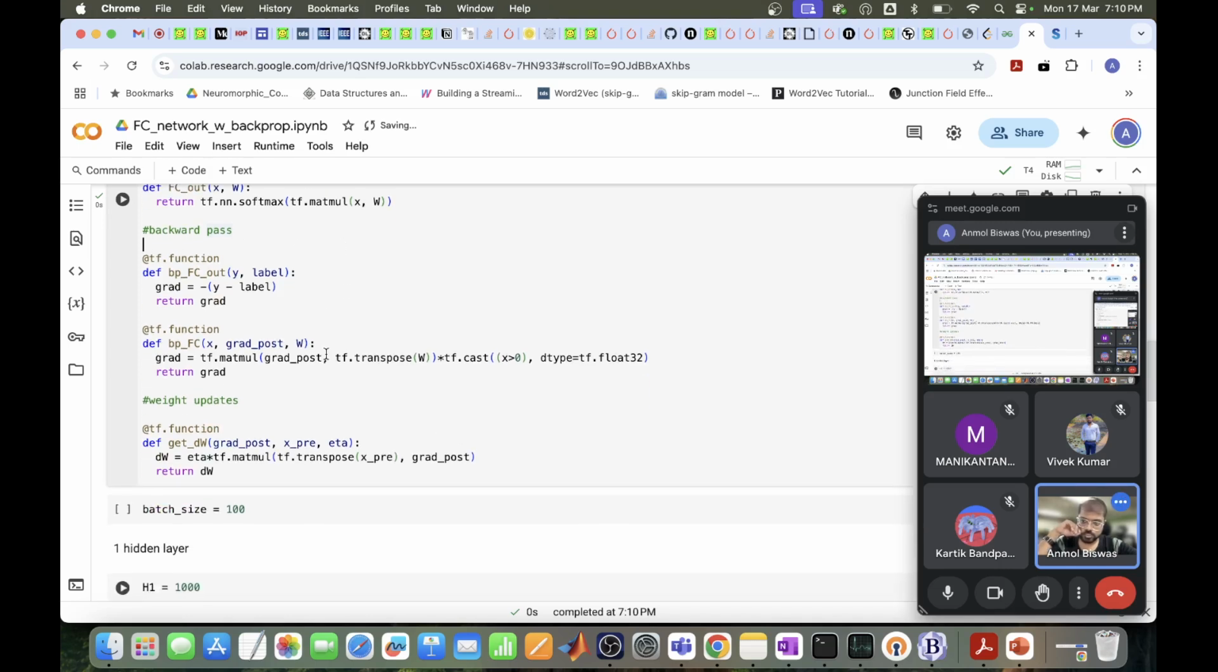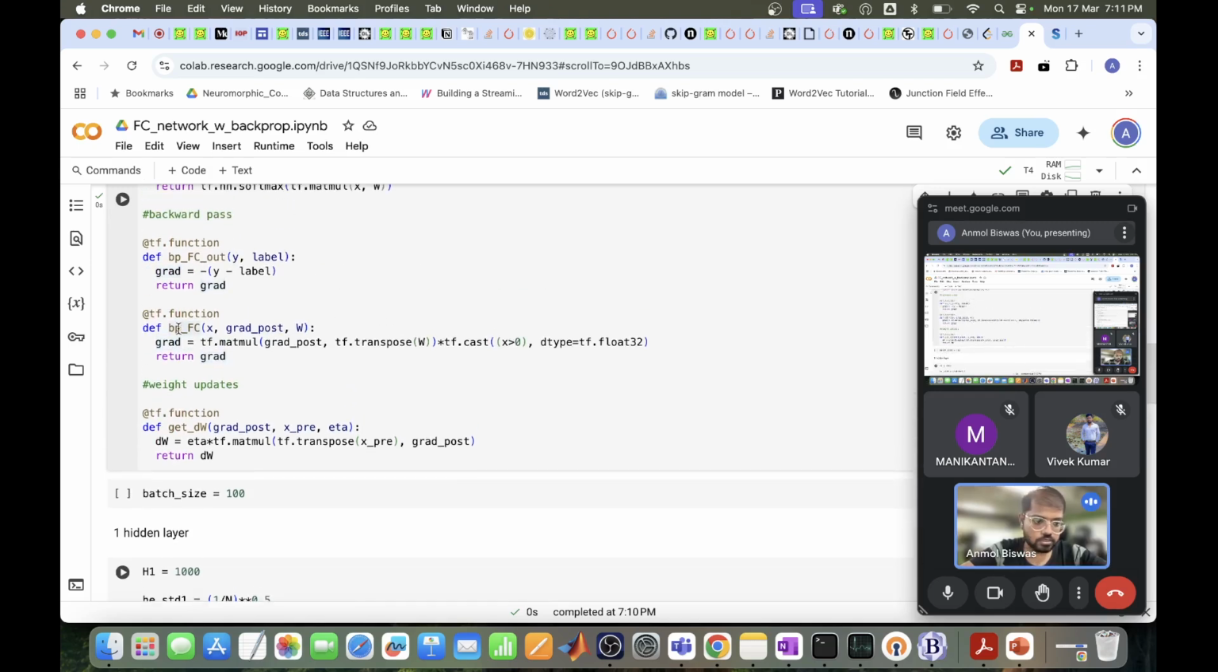And then you have the backward pass functions, which are similarly divided into two types. Here you can't really combine them, because the gradient calculation at the output layer is fundamentally different from the gradient calculation at any other layer. At the output layer, the gradient is grad equals minus of (y minus label). If you remember our discussion about softmax plus cross entropy loss, you will realize that what I'm optimizing here is eventually the softmax cross entropy loss. So this is the gradient of softmax cross entropy loss.